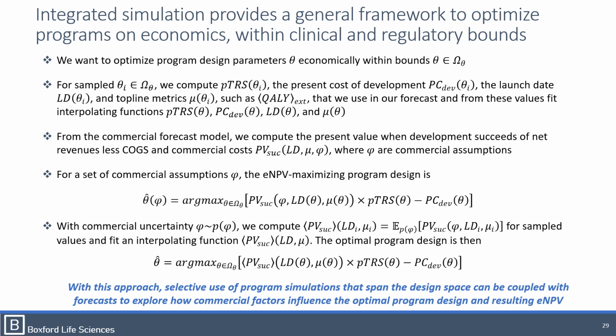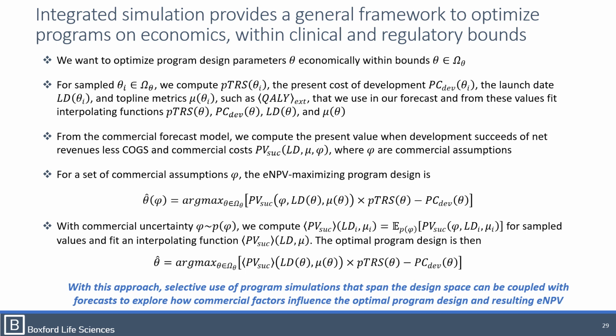Now, with commercial uncertainty, where we don't know exactly all the inputs, but we can estimate and draw random values between lower and upper bounds, what we can do is calculate an average present value if development succeeds by averaging over the forecast values in our model for different sampled values of the launch date and top-line metrics. And we can use those values that we generated in a clinical simulation earlier. Again, that's relatively quick because all we're doing is running the forecast model.